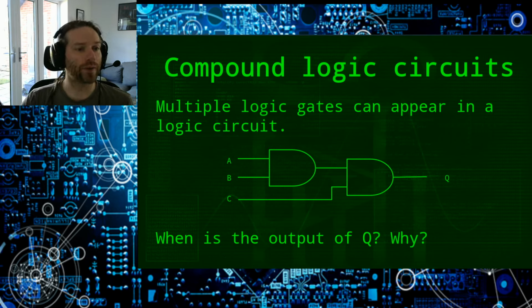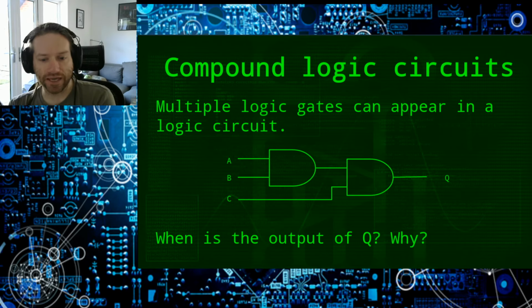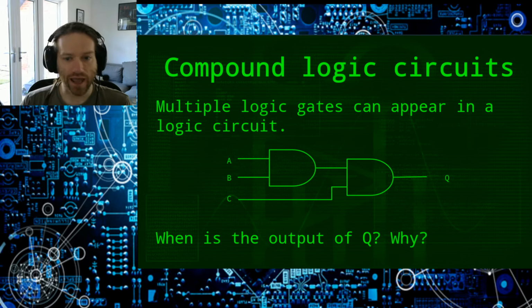Okay, so let's move on to have a look at something a little bit more complex. Compound logic circuits. This is where you have the output of one logic gate feeding into the input of another logic gate. I've got a little diagram on the board there. There are two gates on there. I'm not going to say what they are. I want you to have a look at that, and there's only one instance where the output of Q is 1. Should say, when is the output of Q 1 and why?